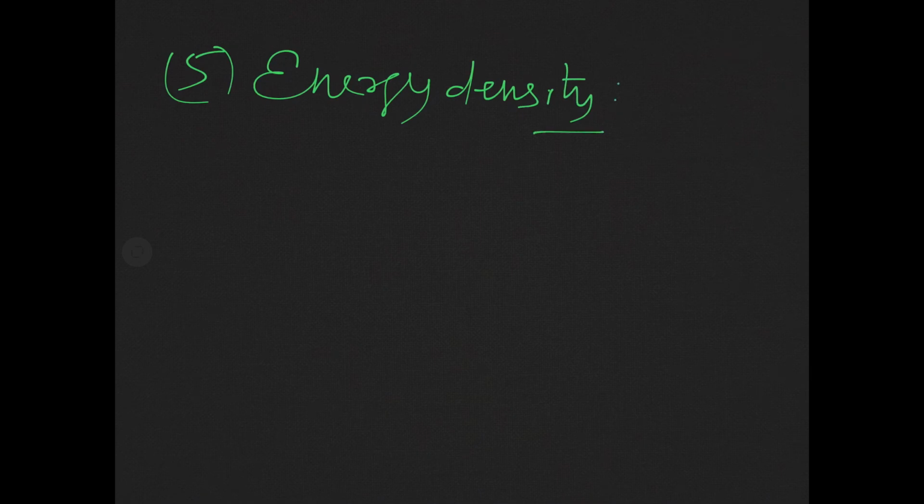Energy density. In fact, in case of electromagnetic field, there are two types of energy density. First one is electrostatic energy density and another is magnetic energy density, and we will see that these two energy densities are the same. We denote the electrostatic energy density by UE and the magnetic energy density by UM. Let us find the ratio of these two energy densities.